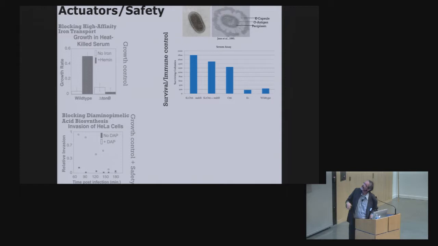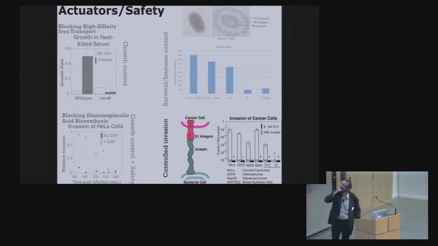This is cool. Stanley Falco found this protein called invasin. It's a big rod-shaped protein. You put it on a styrofoam bead, it will invade cancer cells because it likes beta-1 integrin and it triggers beta-1 integrin taking it in.